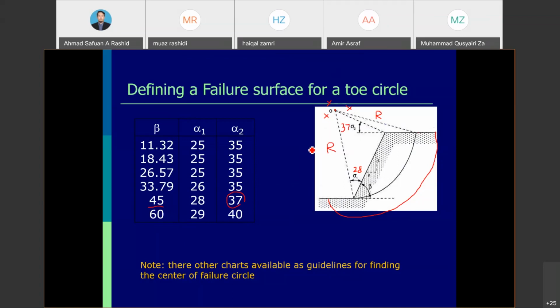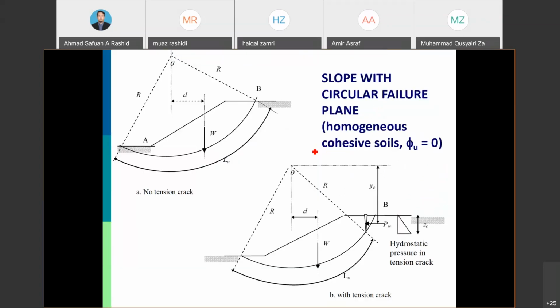Under the method of slices, we will discuss the normal method of slices approach. Then we will have what we call the modified Bishop, and then we also have the Morgenstern-Price approach. So this is for the total stress approach.